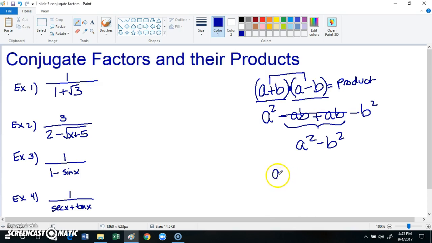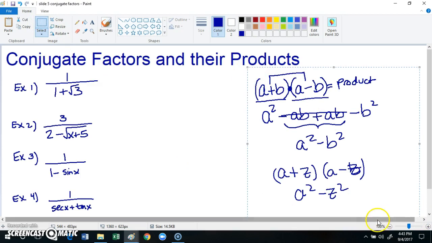So if I have a plus z times a minus z, guess what I get? A squared minus z squared. Okay, that was pretty bad. Let's leave that aside. Let's move on.